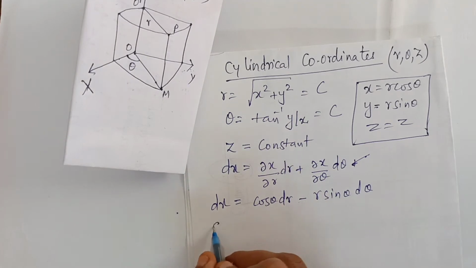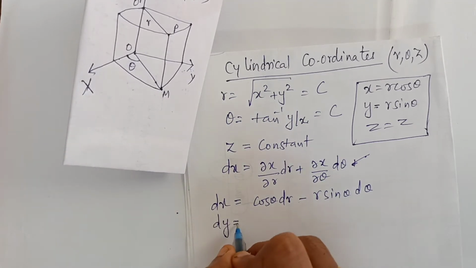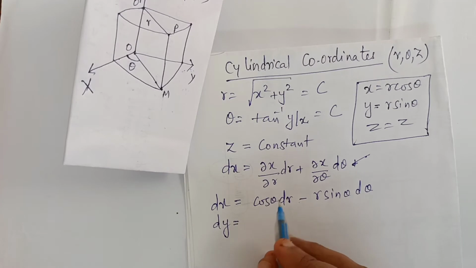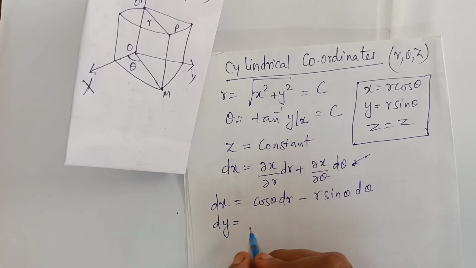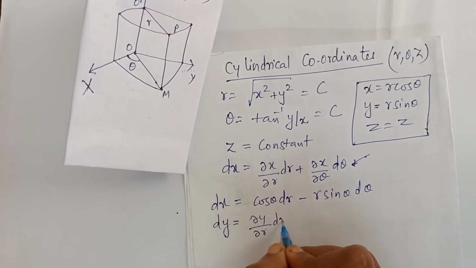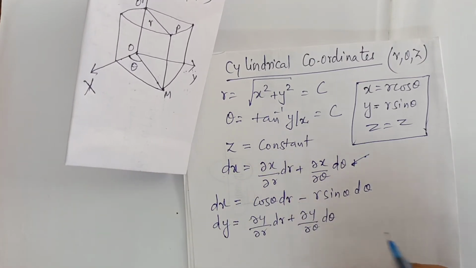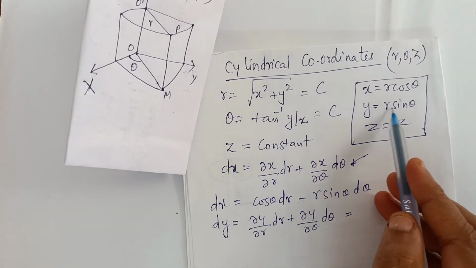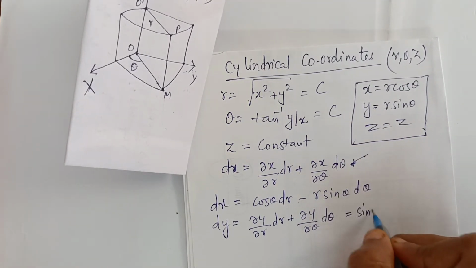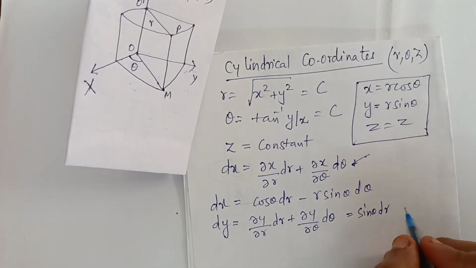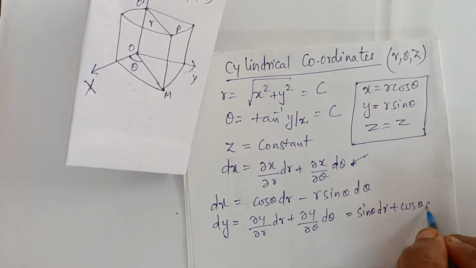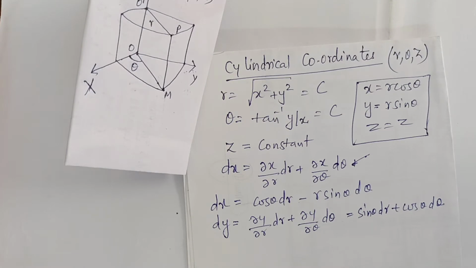Similarly, we can write for dy also. dy is dou y by dou r into dr plus dou y by dou theta into d theta. When you differentiate with respect to r, you will get sin theta dr. Again, the differential of sin theta is cos theta, and r is there, so r cos theta d theta. And dz is equal to dz itself.